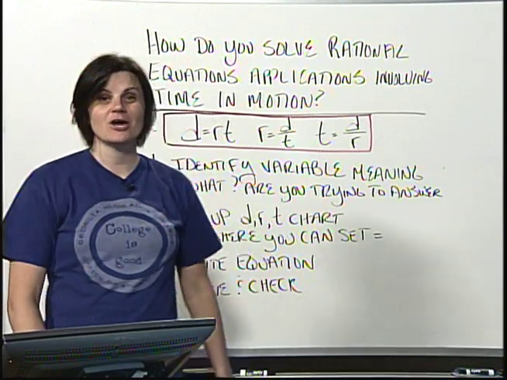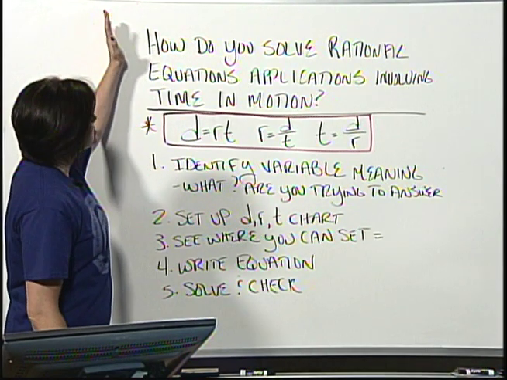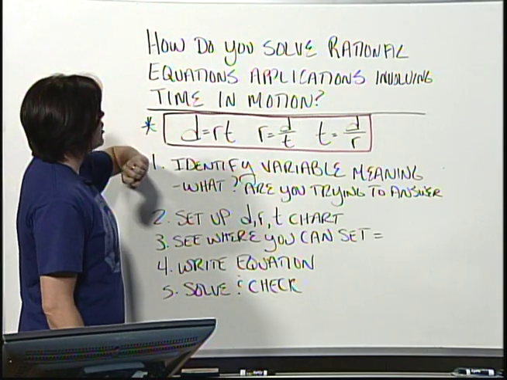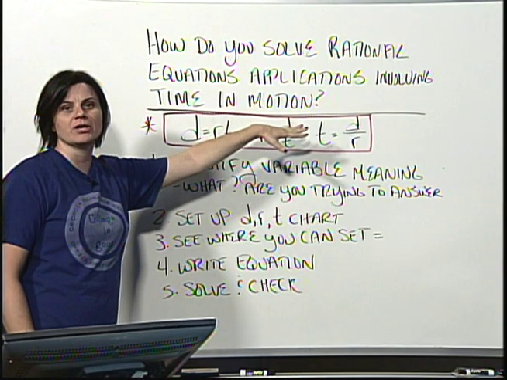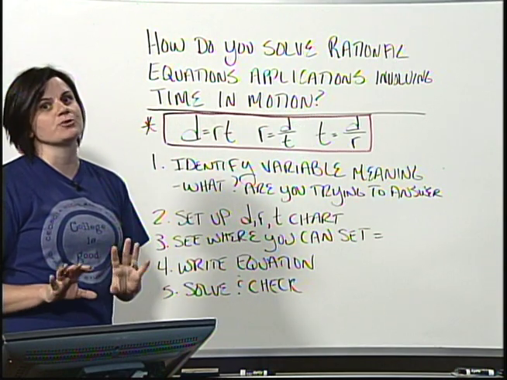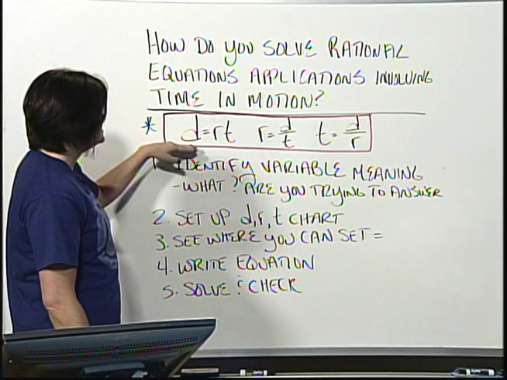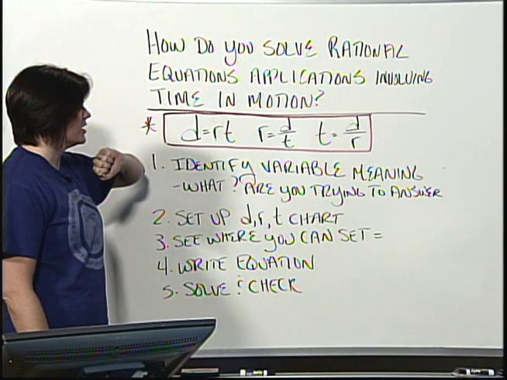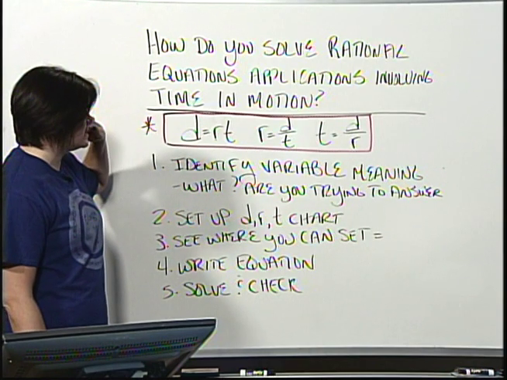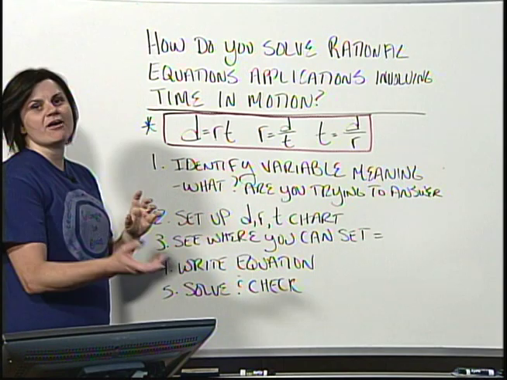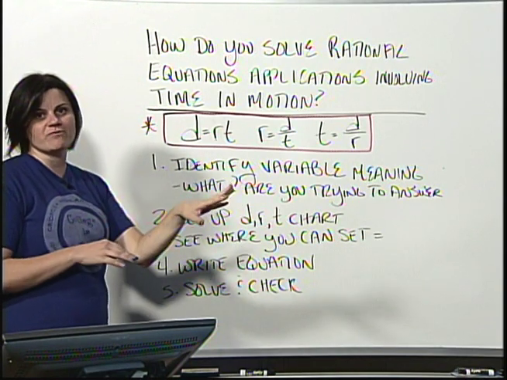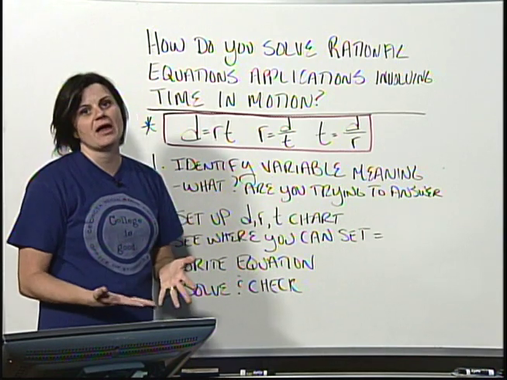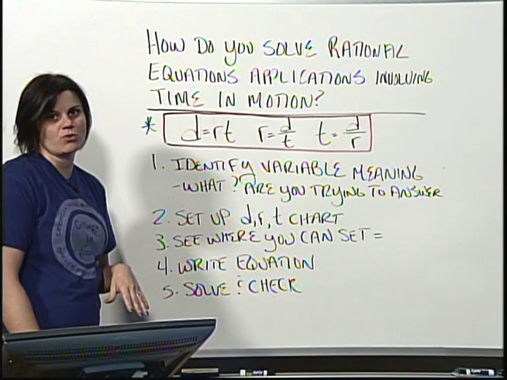In this video segment, we'll be answering the question, how do you solve rational equation applications, hint, hint, word problems involving time in motion? So we're talking about that formula that you're probably very familiar with, distance equals rate times time. So the first thing I have written on the board here is I've taken this formula D equals RT and I've arranged it solving for each of the variables because you're not ever sure which form of this formula you're going to need to use to solve your application problem.